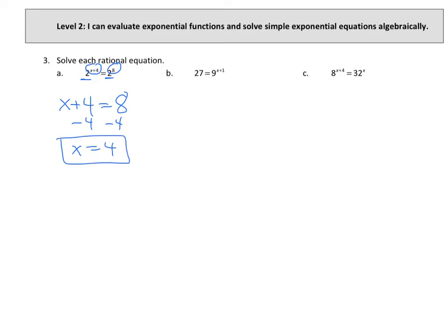The reason this works: if I plug in 4 for x, I get 2 to the 4 plus 4, or 2 to the 8th equals 2 to the 8th, which would have to be true.